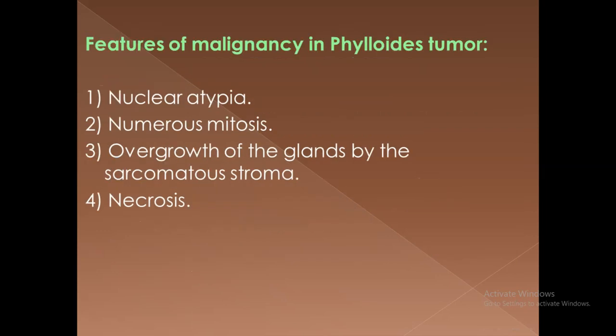What is the indicator to know whether the Phylloides tumor is benign or malignant? We have four features, and the presence of these features makes me think that this is a malignant Phylloides tumor: nuclear atypia, mitosis, necrosis, and overgrowth of the glands by the sarcomatous stroma. Sarcomatous stroma means the cells in the stroma are spindle cells, pleomorphic, with mitosis, and I may see necrosis. If the stroma is predominant, the glands are very scanty, and there are features of malignancy in the sarcomatous stroma, such as pleomorphism or atypia and hyperchromasia of the nuclei, atypical mitosis, and areas of coagulative necrosis, then I call this a malignant Phylloides tumor.